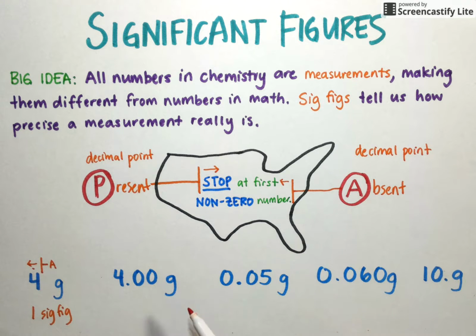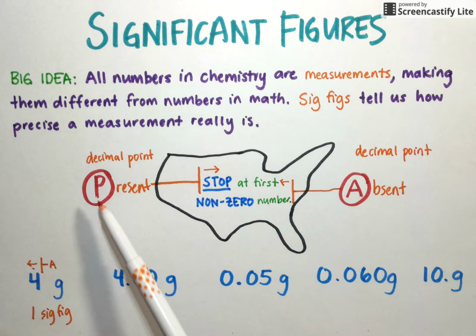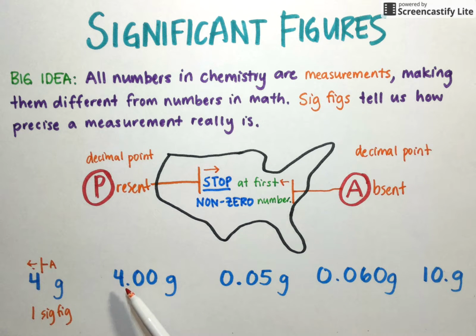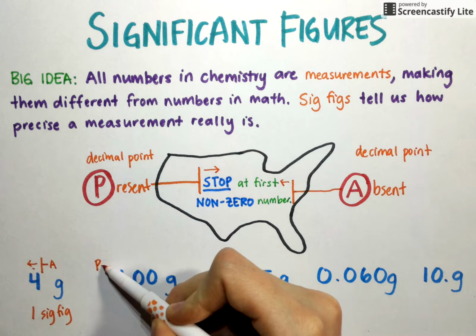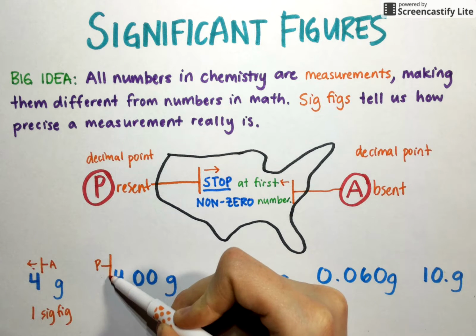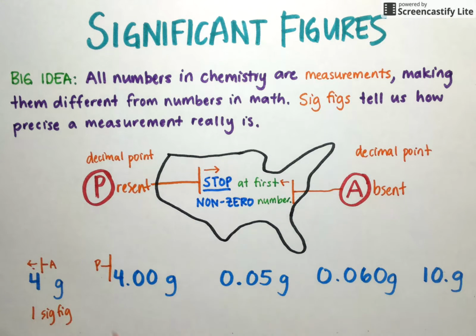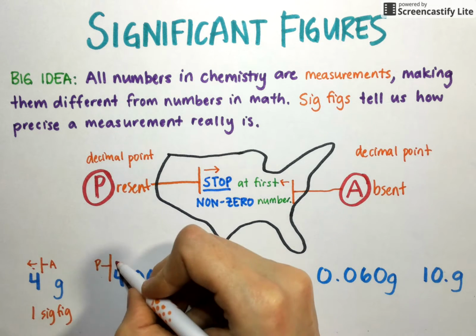Now, if you look at 4.00 grams, mathematically speaking, yes, these two numbers are equivalent, but because these are chemistry measurements, we treat them differently because they have different values of precision. In this case, there's a decimal point present in 4.00. So when I'm counting significant figures, I'm going to start from the left, cross off any zeros I see until I hit the first non-zero number, but of course, there were no zeros out in front here, so I stopped right at the 4. Every number to the right is significant.